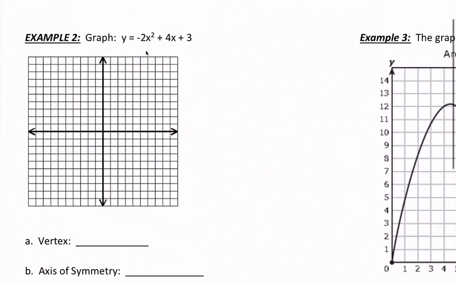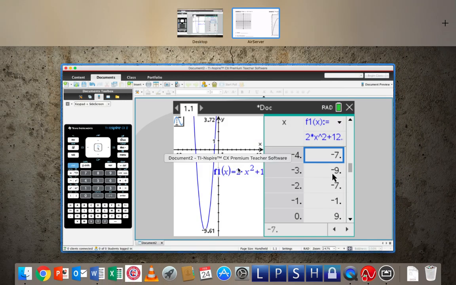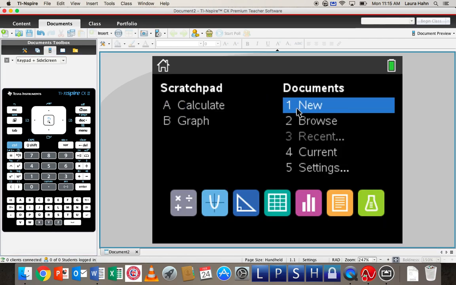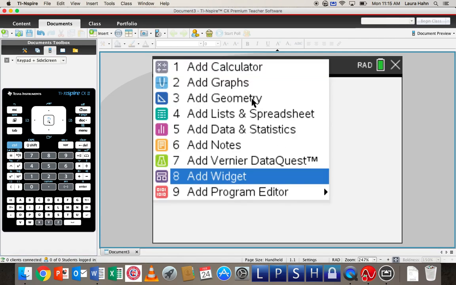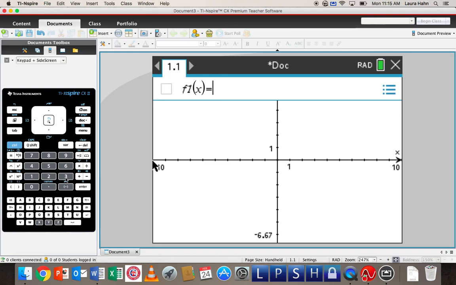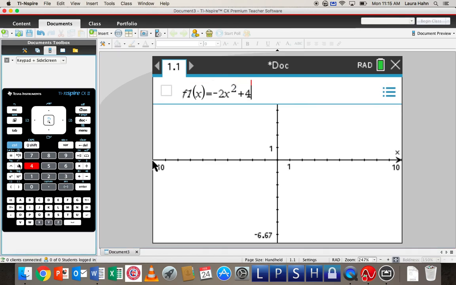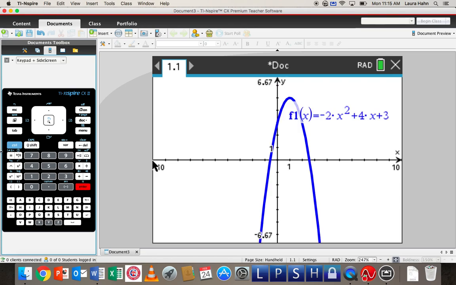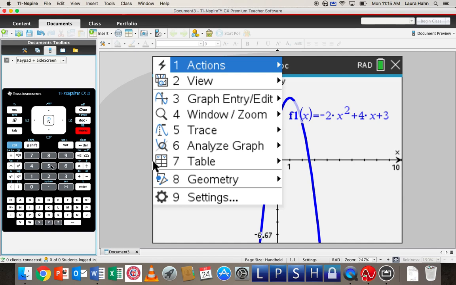All right, let's try that again. Now I'm going to go graph this equation. So it's -2x squared plus 4x plus 3. And I'm going to use trace, menu 5-1.